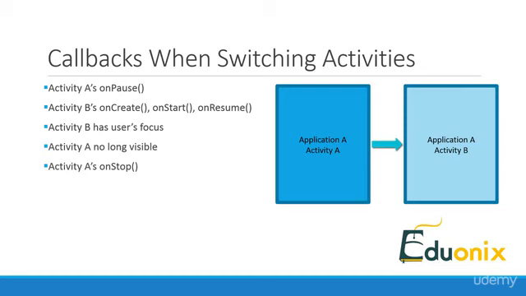First, activity A's onPause was called, notifying us that it would soon be dismissed from the foreground. Then activity B's onCreate, onStart, and onResume would be called to prepare it for being displayed in the foreground. After that, activity B would have the user's focus, and activity A would no longer be visible. Finally, activity A's onStop would be called.